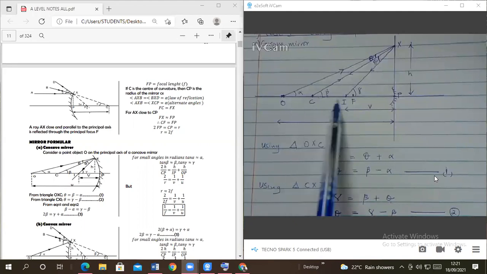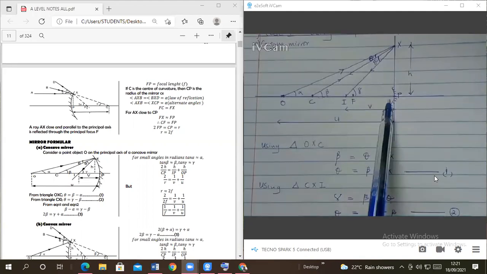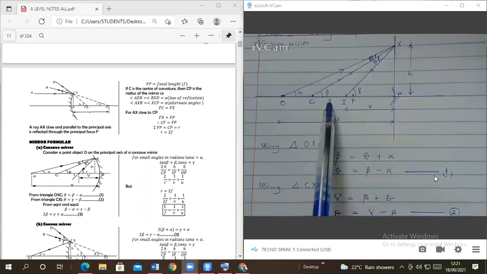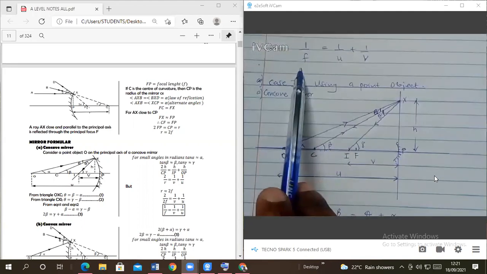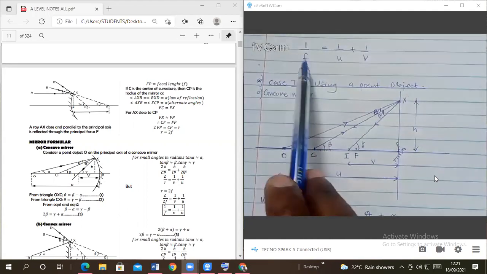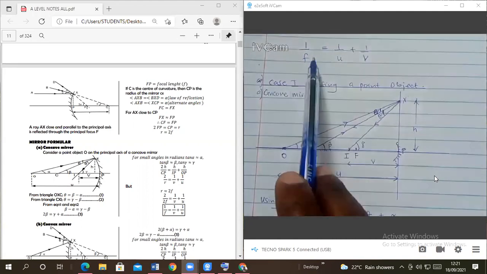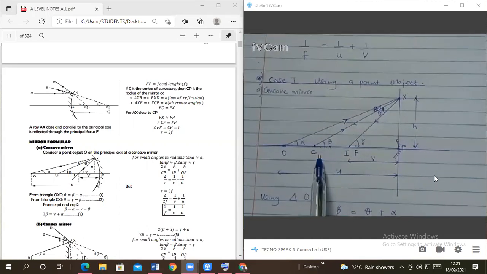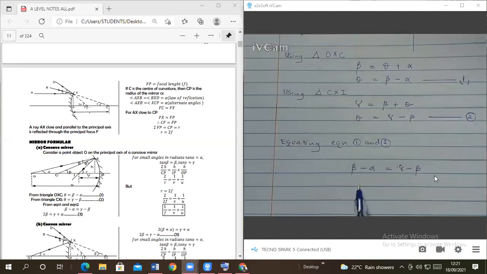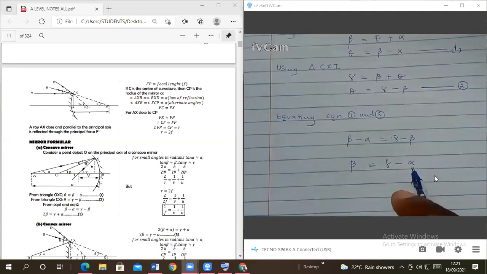So the radius of curvature here has a relationship with the focal length. That's why we use beta, because our formula is 1 over what? 1 over f. So we should have 1 over f here, and this f is going to come from the radius of curvature, and the radius of curvature comes from this angle beta, which is at point C. So that's why I'm making beta a subject here, and we shall have beta is equal to gamma minus alpha.